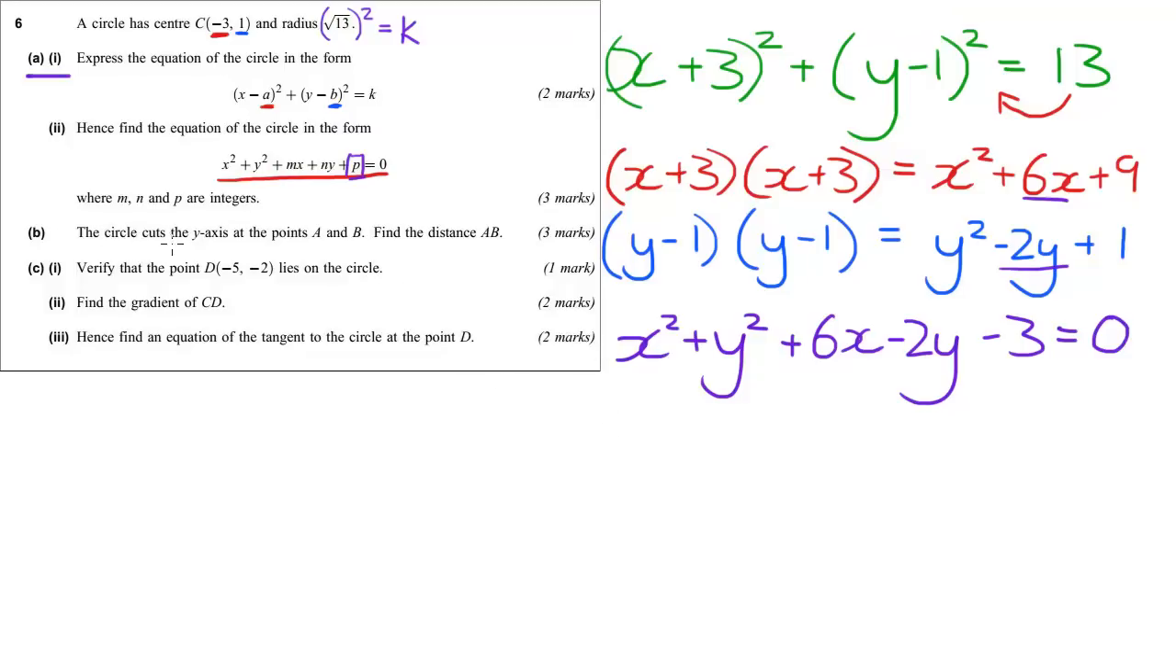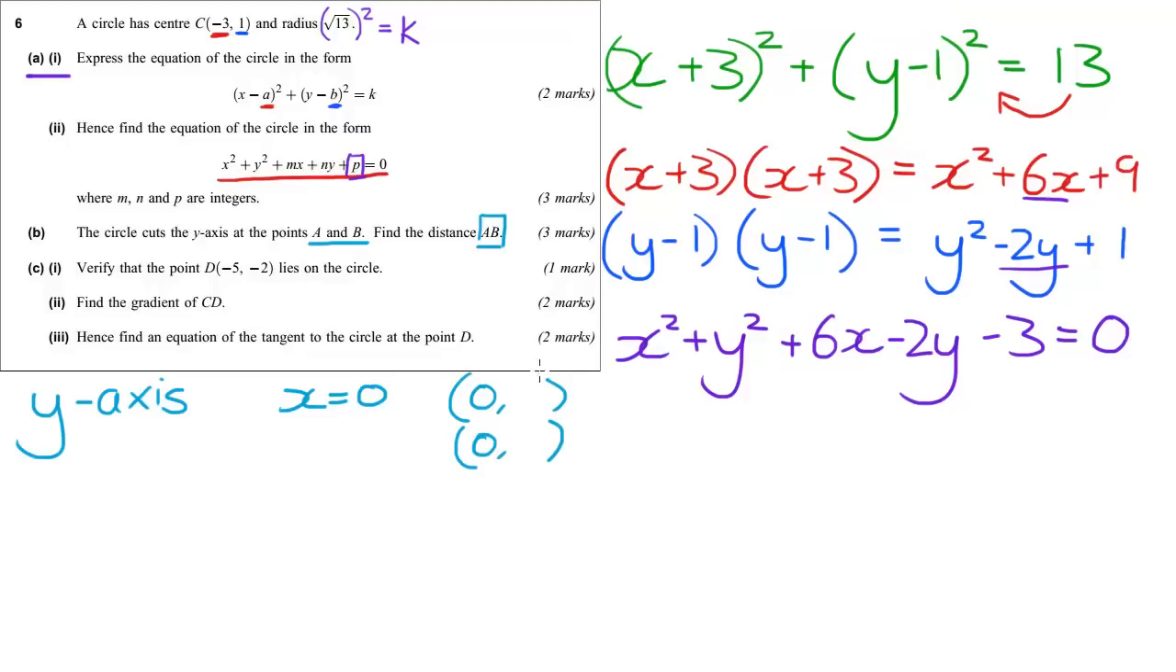So the next question: the circle cuts the y-axis at these 2 points A and B. Well, not random, but arbitrary points A and B. And we need to find the distance between those 2 points that the circle cuts the y-axis at. So if we think about the y-axis, it's just a straight vertical line. All the way along there, x is equal to 0. So our 2 points A, B are going to be 0 something and 0 something else. So how do we find that?